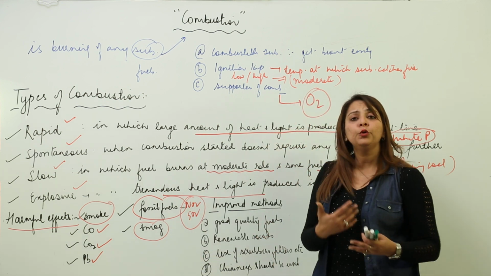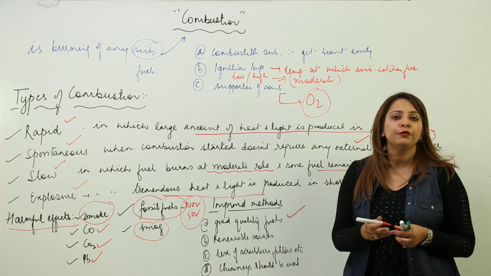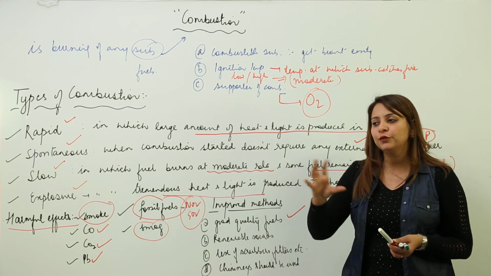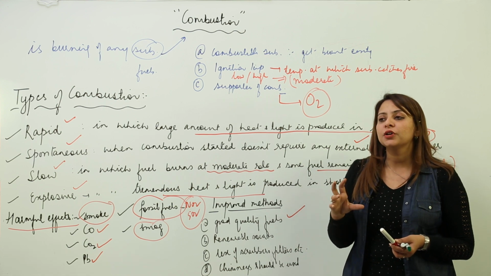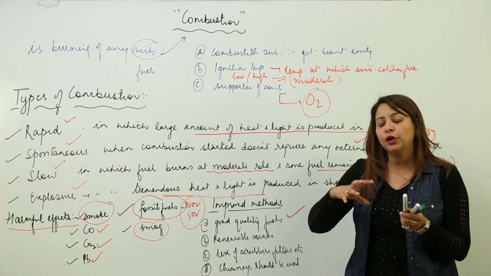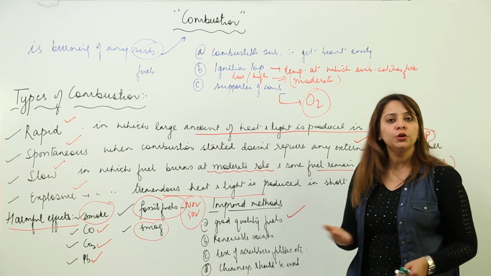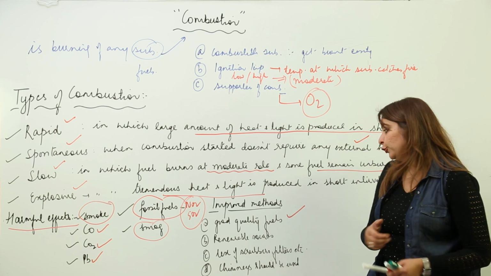Now, how can we improve the techniques of combustion? First, we can use good quality fuels which get burned easily, which burn smoothly, which produce a lot of heat, and which do not produce any harmful, poisonous gas. So this we can do by using a good quality fuel.